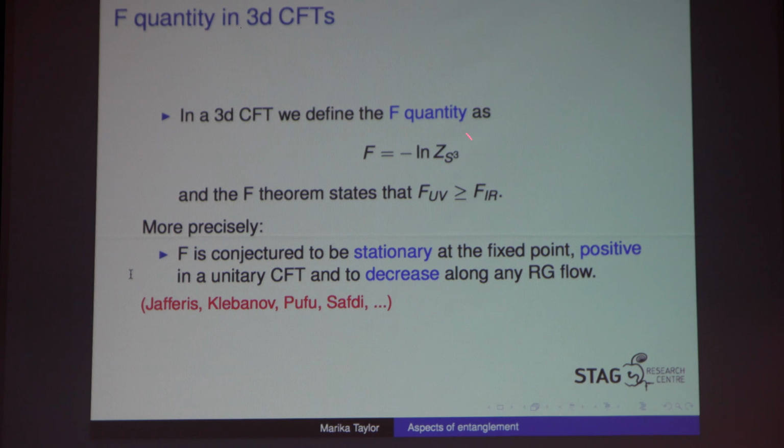Let's note again that the fact that this is expressed in terms of a partition function means that it is going to be beautifully computable in holography. We just need to put the field theory on the curved background, take the gravity which captures this, calculate its on-shell action, and that will give us the F quantity. Their conjecture was that the F quantity is, again, stationary at the fixed point, and positive in a unitary conformal field theory. I should have said before, of course, Zamolodchikov requires unitarity as well. And it should decrease along an RG flow, so that the ultraviolet F is always greater than the infrared F, and the equality holds only if you have exactly marginal deformations. So this is the F conjecture.